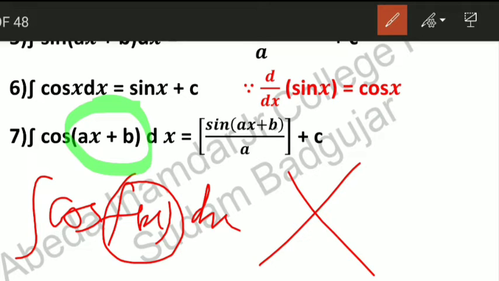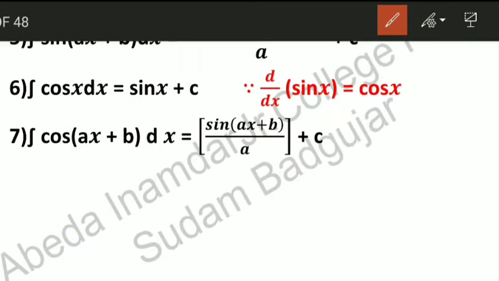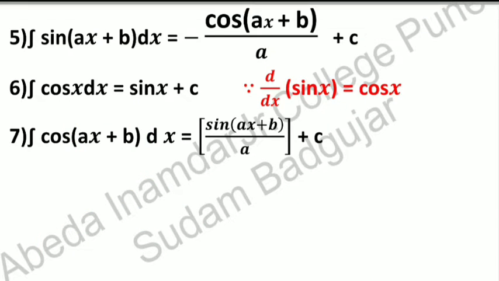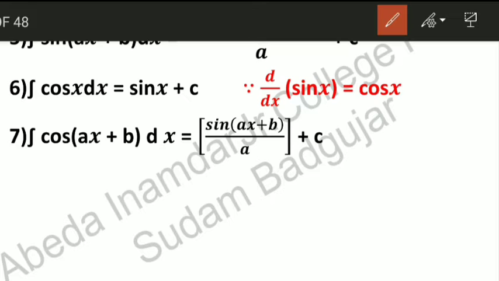So, you have to learn these formulas with observation. What is the angle here? In the case of derivatives, any angle is possible, but in the case of integration, the angle is either x or it should be linear, not any function. If it is any function, then you have to apply the substitution method. That's it.